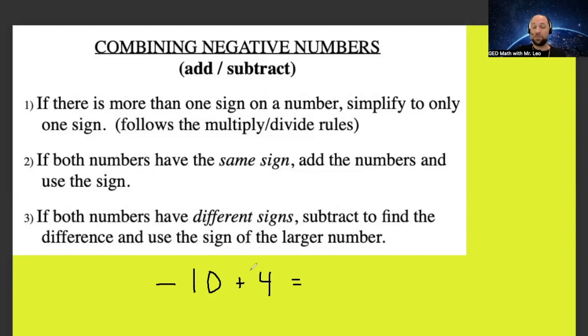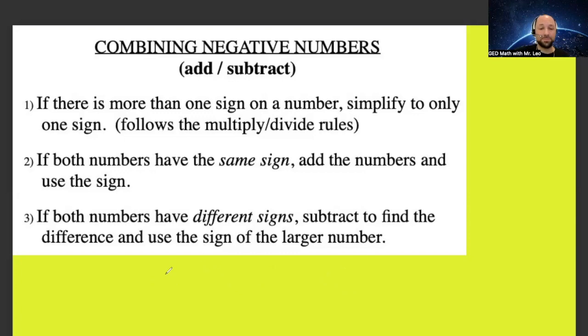What is 10 minus 4? 10 minus 4 is 6. We're going to keep the sign of the larger number. That's on the 10. The 10 is bigger, so we use it. That is going to be -6, final answer. Good job. Okay, please take a moment now. Write down these rules in your notebook.